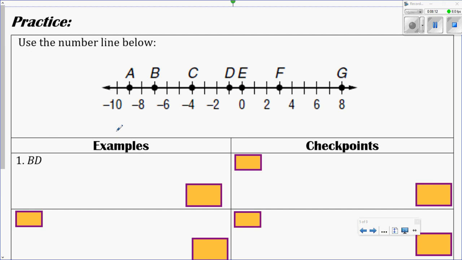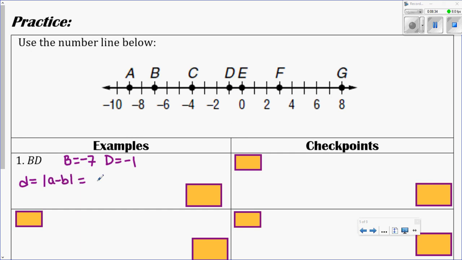So that's why we need the absolute value. So we're going to do examples based on this. So we're looking for BD. So we have B, which is -7, and then we have D, which is -1. We're going to use our formula, the absolute value. You can have B minus A or A minus B. I'm just going to use A minus B in this case. And I'll use the first one. So absolute value of -7 minus -1 in parentheses.